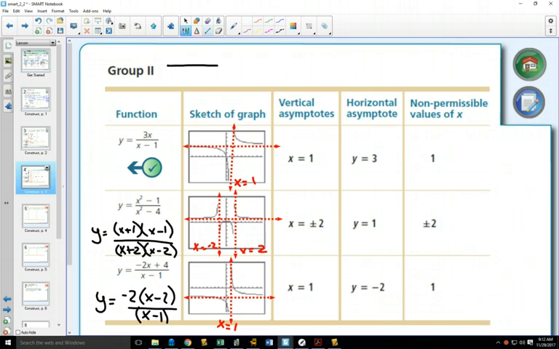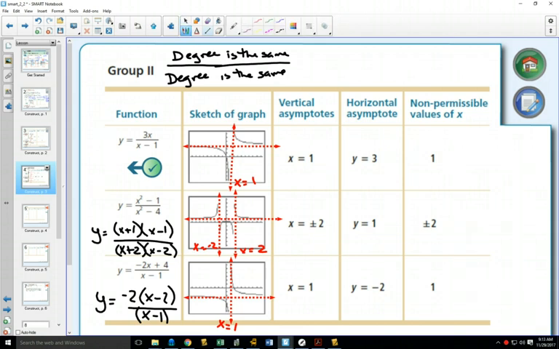In group 2, the degree on the top and the degree on the bottom is the same. So function number 1 was a line divided by a line. Function number 2, a parabola divided by a parabola. Function number 3, a line divided by a line. So if your highest degree is the same in both of them, then you're going to have a horizontal asymptote.